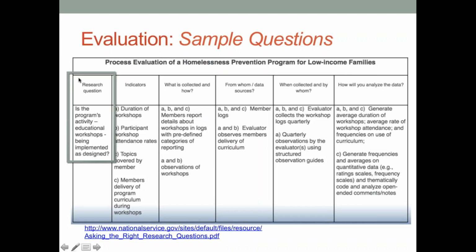Now I want to point out too that this is their worksheet basically. This is their design worksheet for a process evaluation. They also have an example of one for impact. We're not going to get to that, but this example is for process. So this is the research question that they came up with. Is the program's activity, educational workshops, being implemented as designed? Okay.